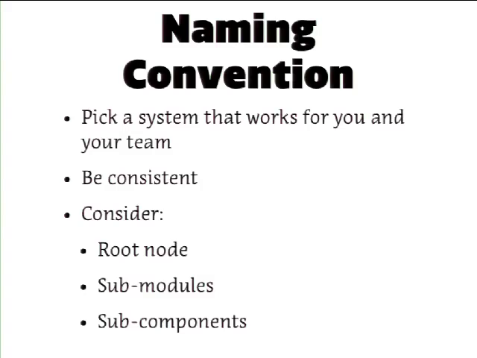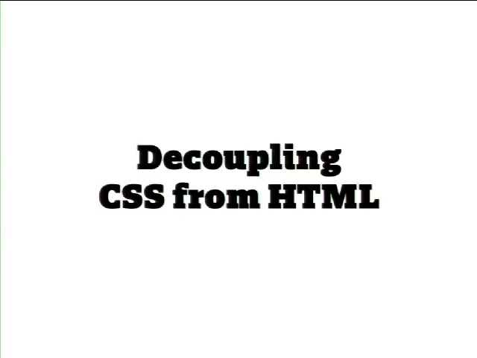But the point is that when it comes to naming convention, the idea is to pick a system that works for you and your team and to be consistent, and consider the fact that you have three different kinds of nodes in your page: the root node, submodules, and subcomponents. So whatever naming convention you decide to use, pick something, be consistent, and hopefully you and the rest of your team will be very, very happy. Okay, so I've covered two things so far: categorization and naming convention. Last one, decoupling CSS from HTML.